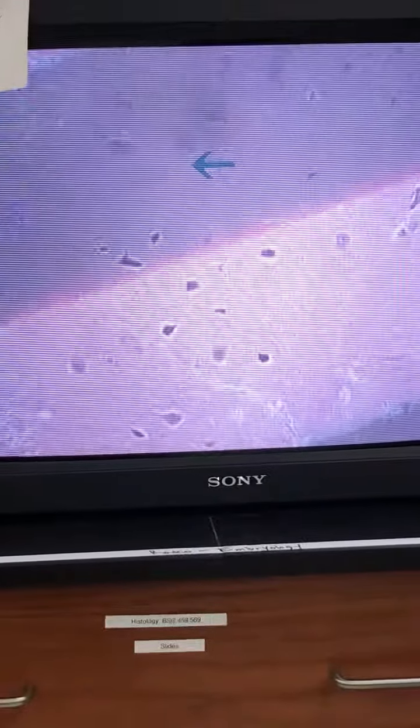The gray matter is this with all the cells in it. The white matter would be that, right? So if you see neurons, it's going to be the gray matter. Okay, and this is what? What structure is this space right there? The ventricle? Central canal. Central canal.